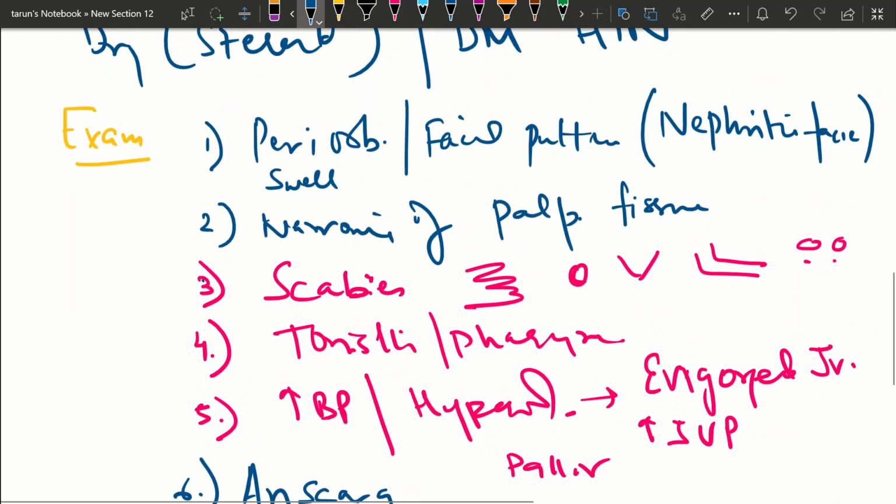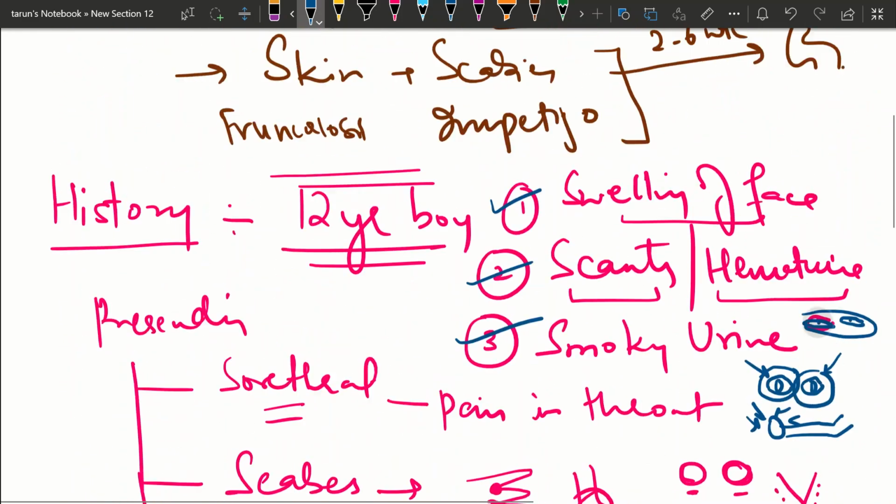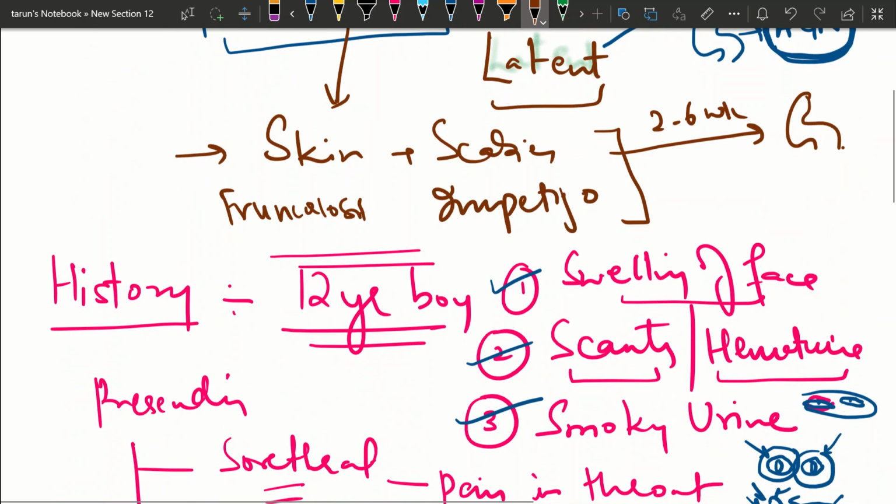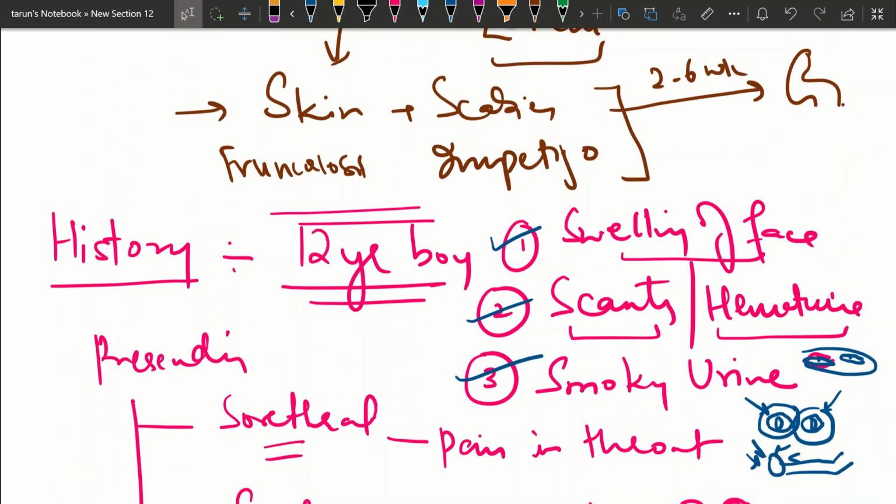So this will be the history. Though this is just part 1 of the lecture, we will briefly discuss acute glomerulonephritis. I will summarize it. So what is your diagnosis? The examiner will ask, and you will say it is a case of acute glomerulonephritis, which is probably due to streptococcal infection. Then the examiner will ask, why do you say it is a case of acute glomerulonephritis? You will then elaborate the history.